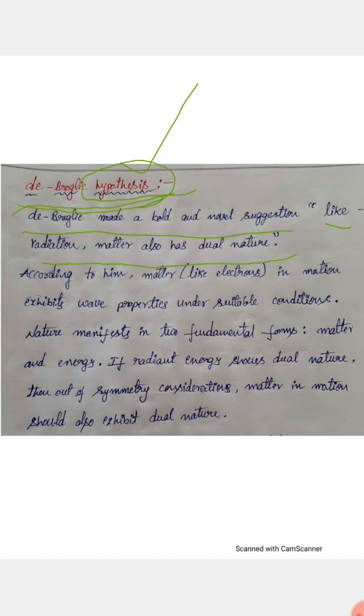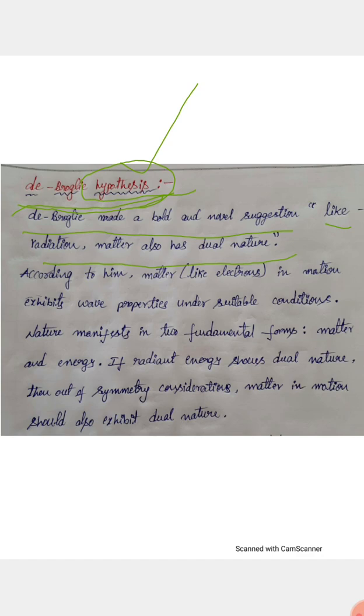Whatever property has a definite value of energy and momentum, that is a property of a particle in motion. Hence, light is considered to have particle nature. Light has wave nature as well as particle nature. Then we say that one radiation has two natures, a particle nature as well as a wave nature. In the same way, matter also has dual nature.